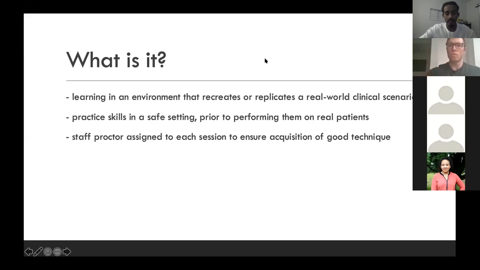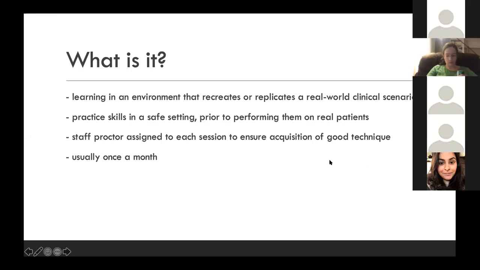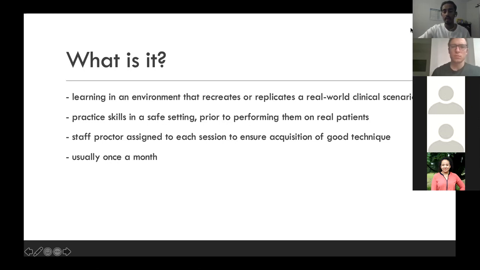We typically have our sim labs once a month, sometimes twice a month, depending on the scheduling. Each month we'll have a different staff proctor assigned to the session, so that when we're practicing all those skills, we're actually picking up good technique. As you can imagine, if you're just working through the motions of how you think you might do things, you might pick up bad habits that will be harder to unteach later on when you get into the operating room. So it's very thoughtfully set up to have a proctor there to critique the technique and go through the skills themselves, so that we're picking up good form.